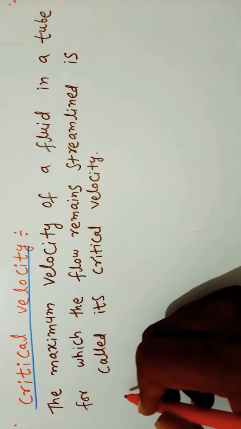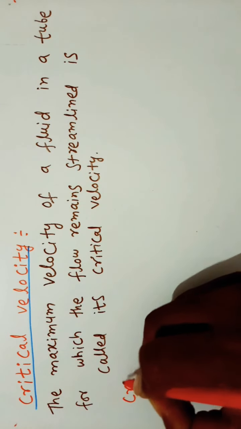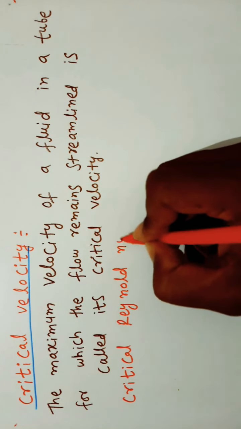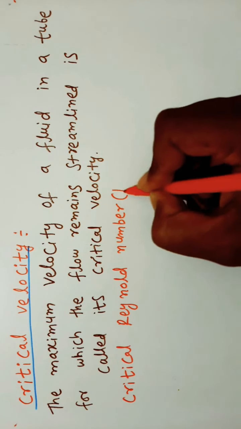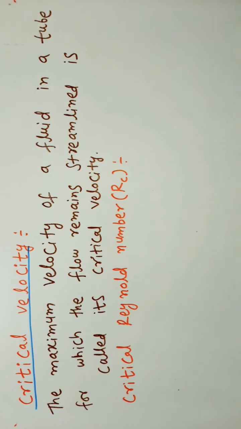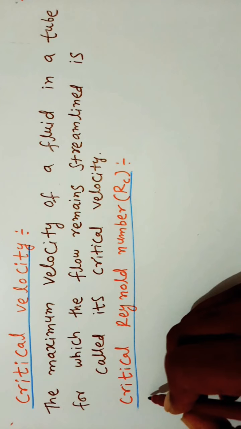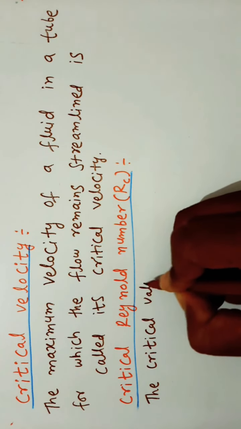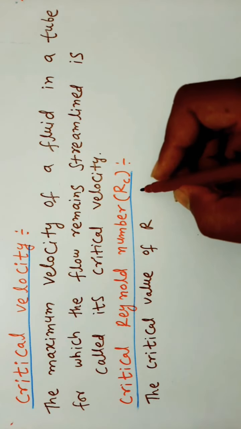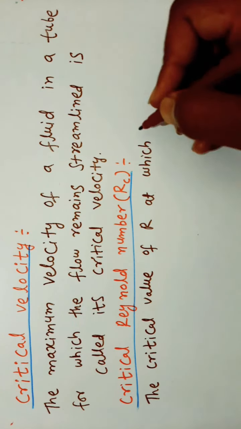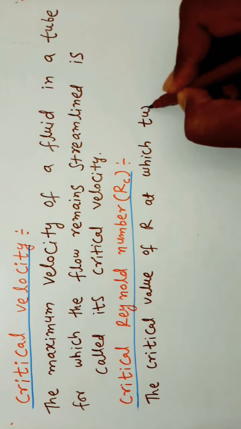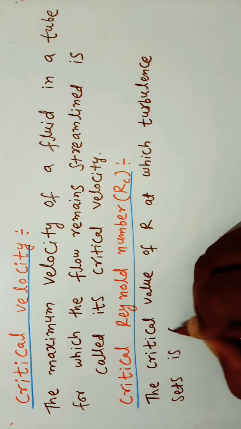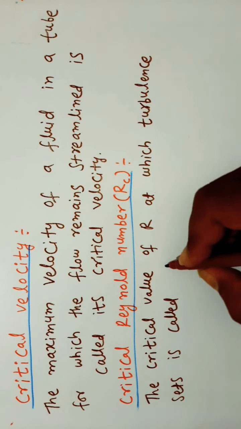So next one is critical Reynolds number, R C. The critical value of R at which turbulence sets in is called the critical Reynolds number.